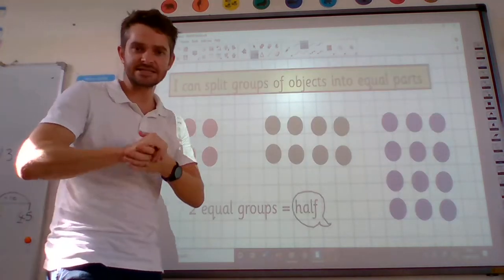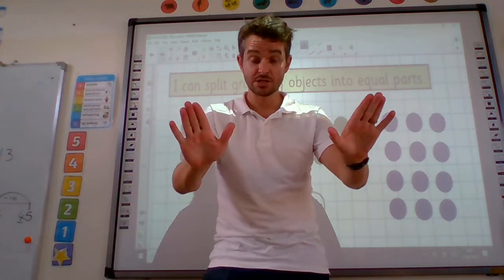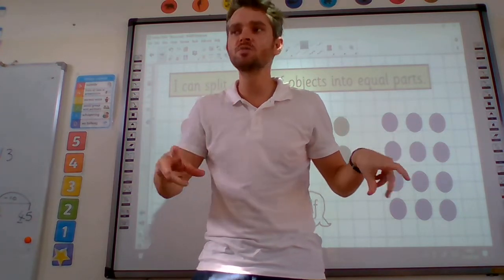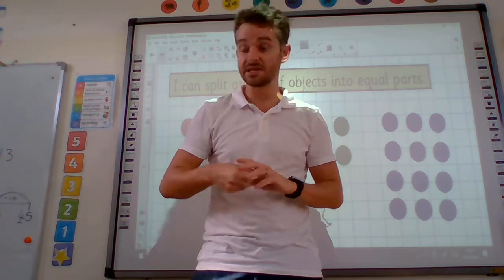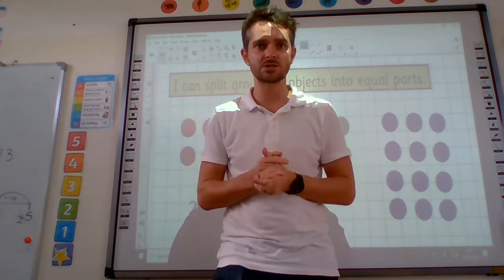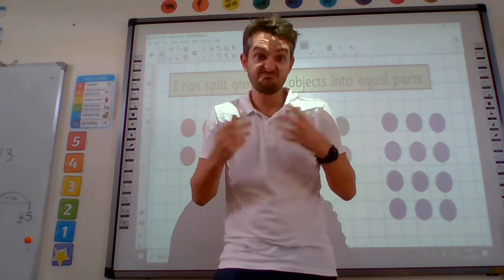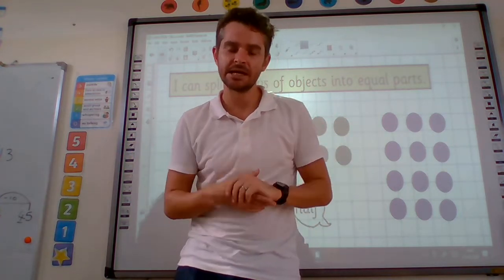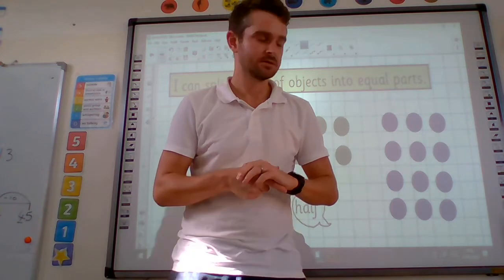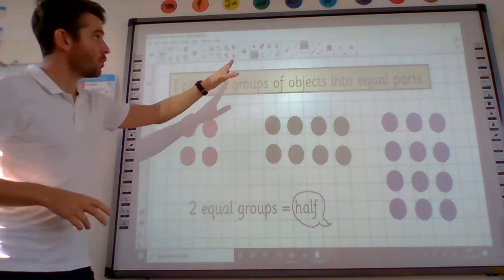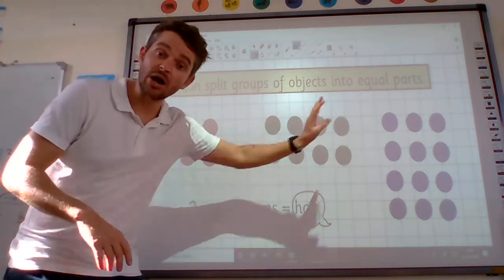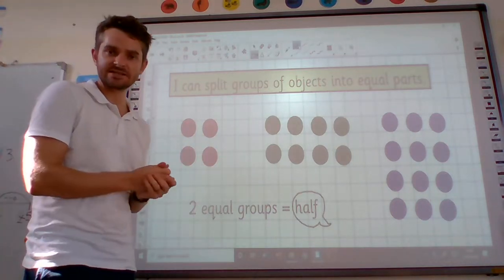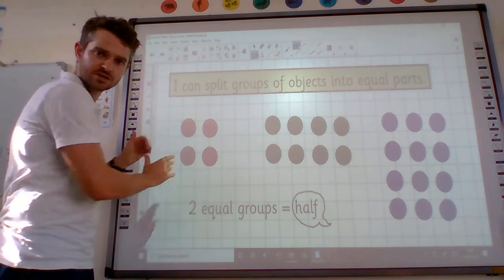Okay, the learning today, it's not splitting a shape into two equal parts. It's splitting a group of things into two equal parts. It could be the counters in the classroom, or dice, or coins, or any group of objects, we can split them into equal parts. When they're set up looking a bit like our arrays, like this, it's really easy to split it into two equal parts. Let's focus on this one.